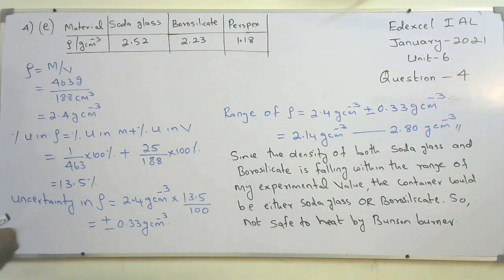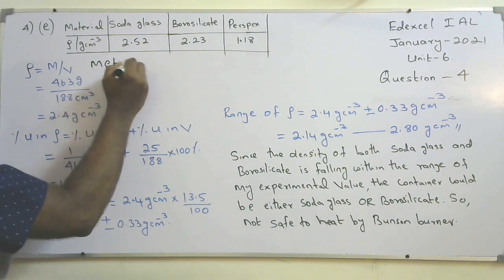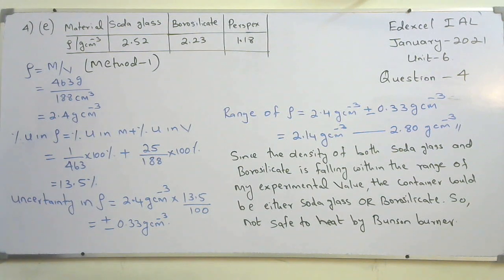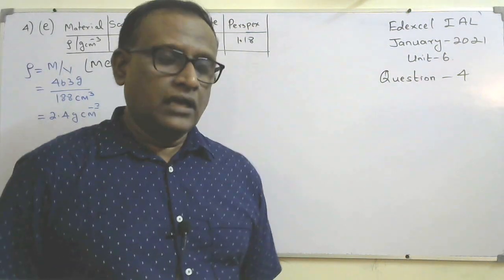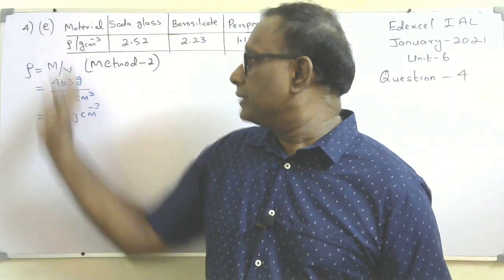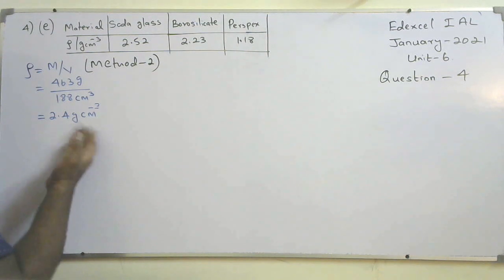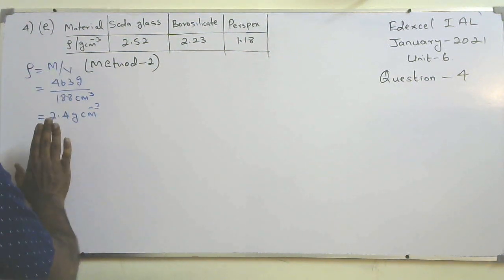So this is the method one that I used. Okay, second method. I'm going to find the percentage uncertainty the same as in method one. I already found it in the previous part. I'm keeping it on the board. So this is the density I found.